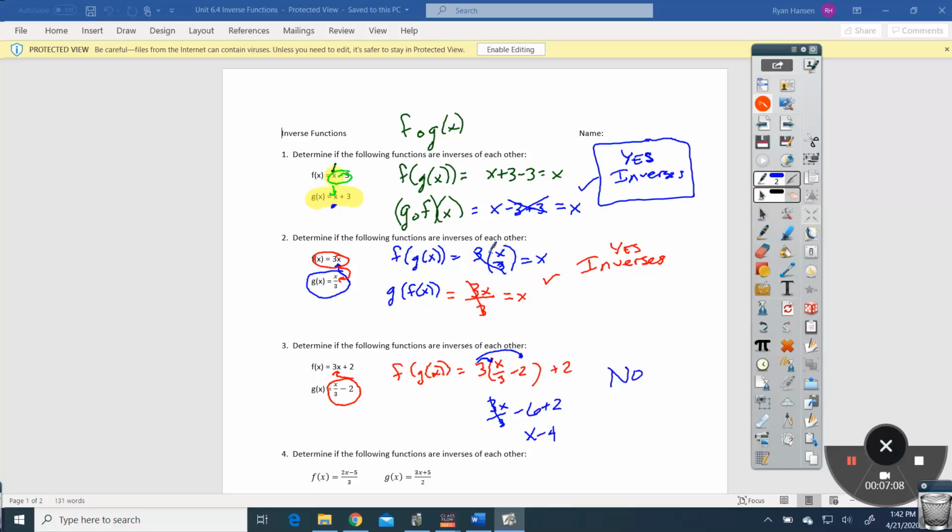So notice on these ones up here, I didn't have to distribute the 3 because there wasn't a minus or a plus or anything. I could just take the 3 and divide it here. But here there's a minus, so I have to distribute this 3 on the outside to both of those. Make sure you understand that difference and don't go, oh yeah, those cancel off and those cancel off and we're left with x. Don't do that. Make sure you distribute that 3 and then you see that no, they are not inverses of each other.